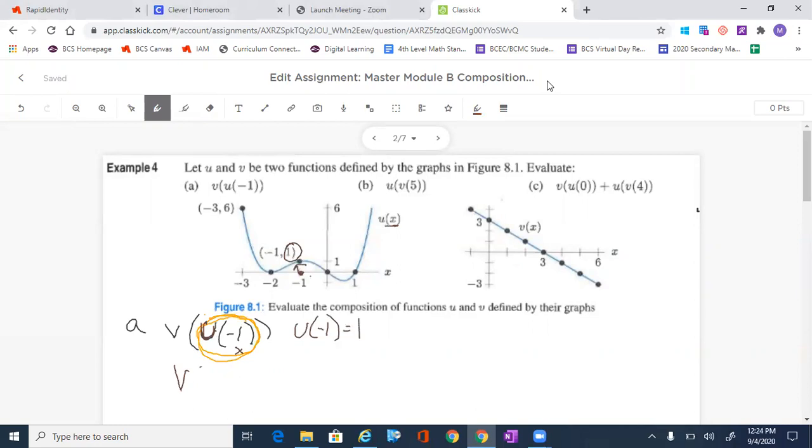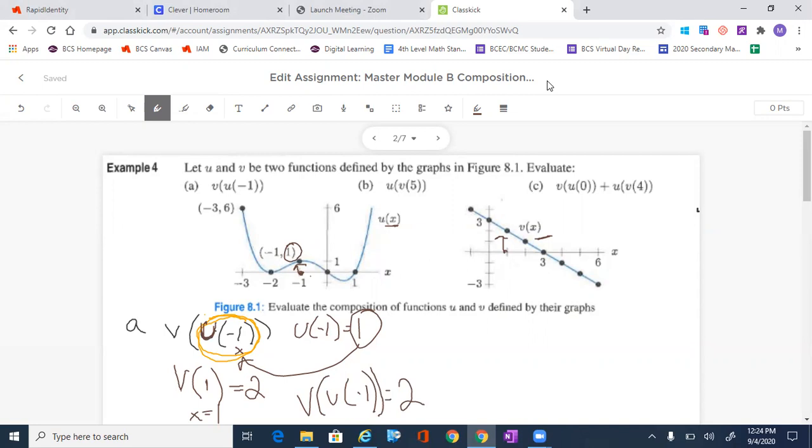Now I say, well, what is V of 1? Because this is the output of that. So now I come over to the V graph, which is right over here, and I look for when X is equal to 1. I go over to X equals 1, which is right here. I look up and we will find out that the answer is 2. So essentially V of U of -1 equals 2.